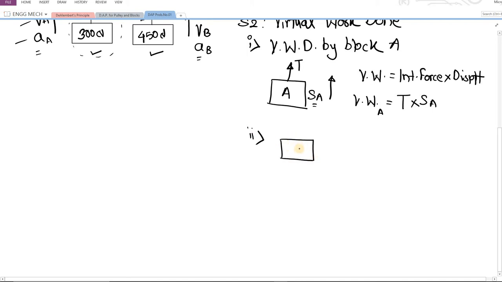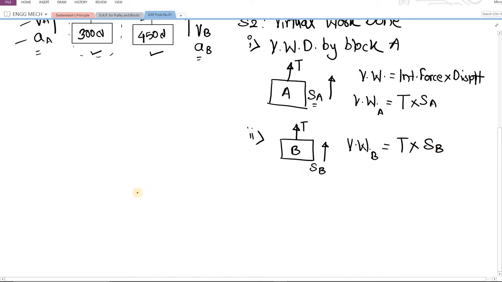The internal force and its displacement. For calculation of virtual work done by each block, the things that need to be mentioned are internal forces, tension or compression. Here it will always be tension, and what exact direction the displacement is taking place. Here displacement for block B is also upward. Therefore virtual work by block B will be T into SB.